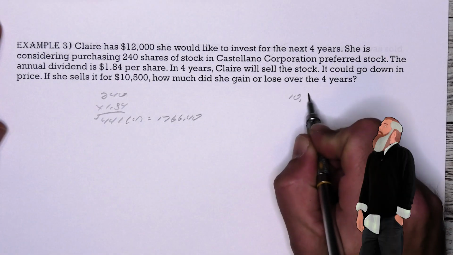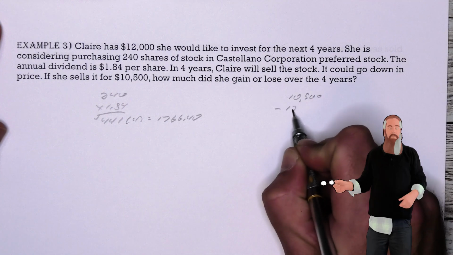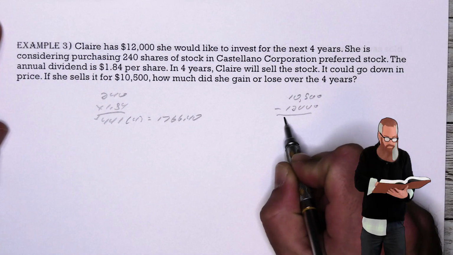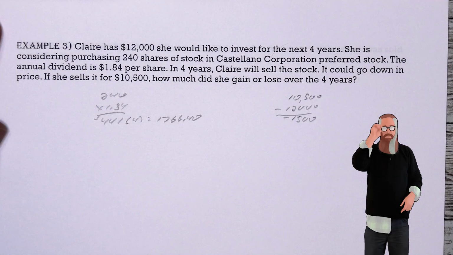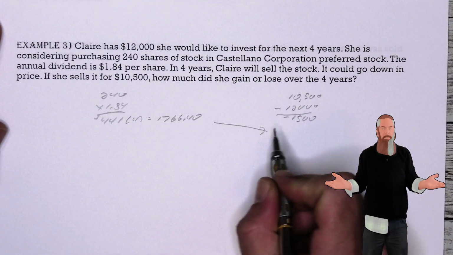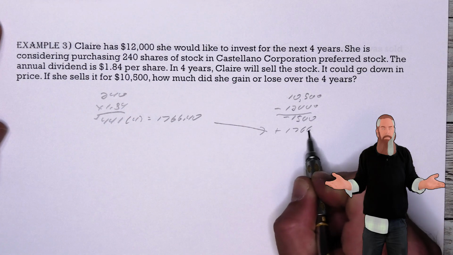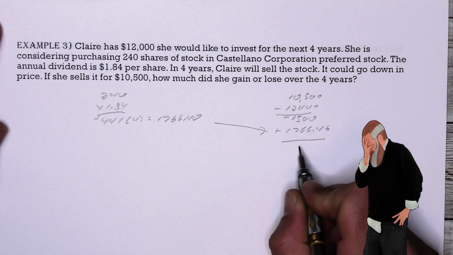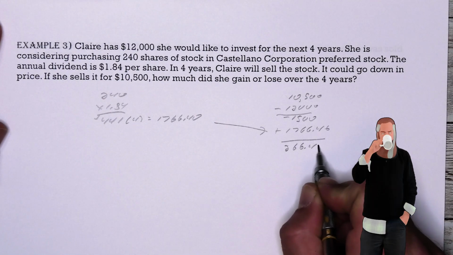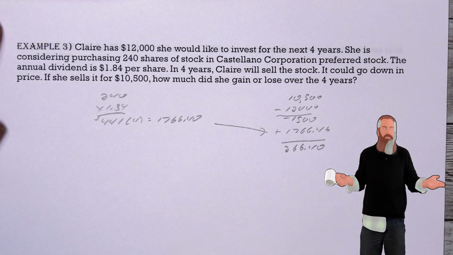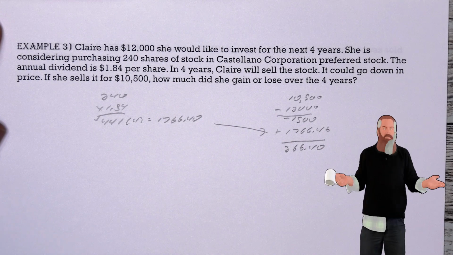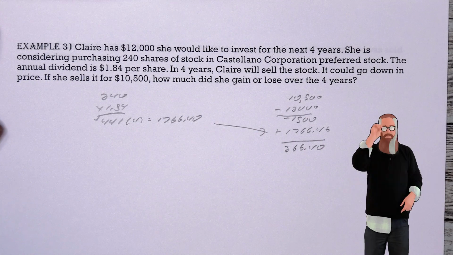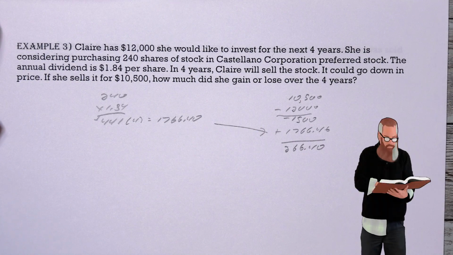Well, $10,500 minus the $12,000 that she paid is a negative $1,500. Add that amount to the amount earned by dividends, so add $1,766.40, and we get $266.40. Usually, people do not talk about investment gains to the nearest cent or dollar. It's unrealistic. They speak in estimates. Claire's investment earned her between $250 and $300.